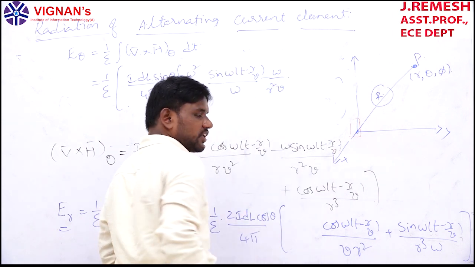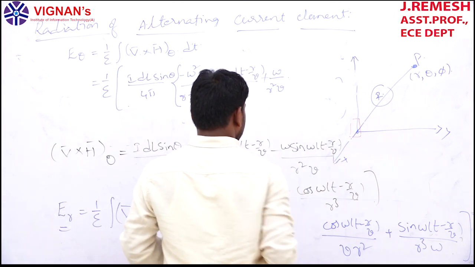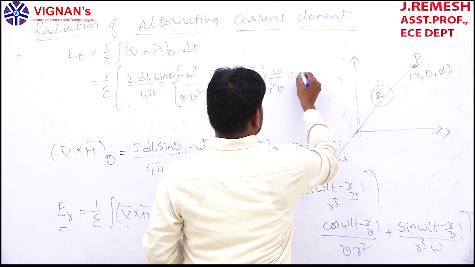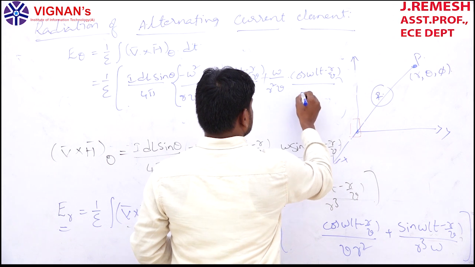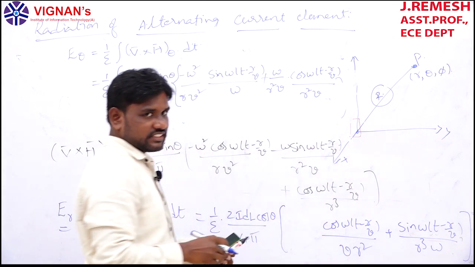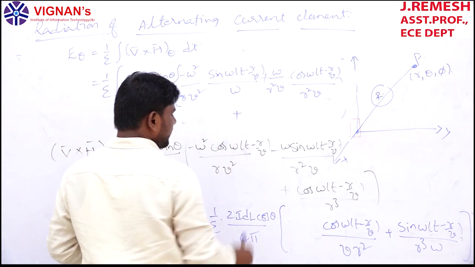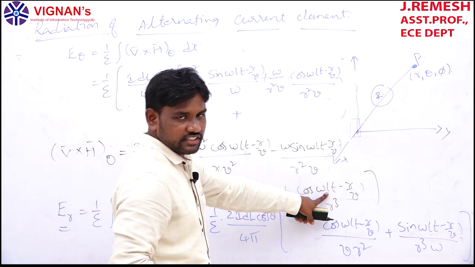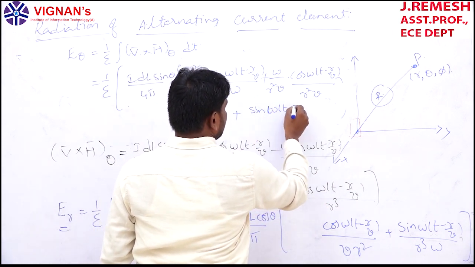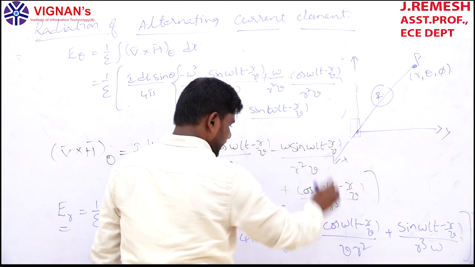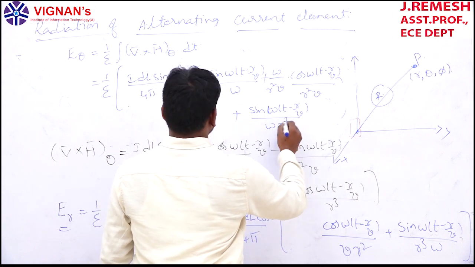So what is the integration of sine? It is minus cos. So minus into minus, directly I am writing plus here: cos omega into t minus r by V by r square into V. So this is the second component. If you go for the third component integration, again here plus, the integration of cos is simply sine. So sine of omega into t minus r by V by, again omega will come here, omega into r cube term is there.